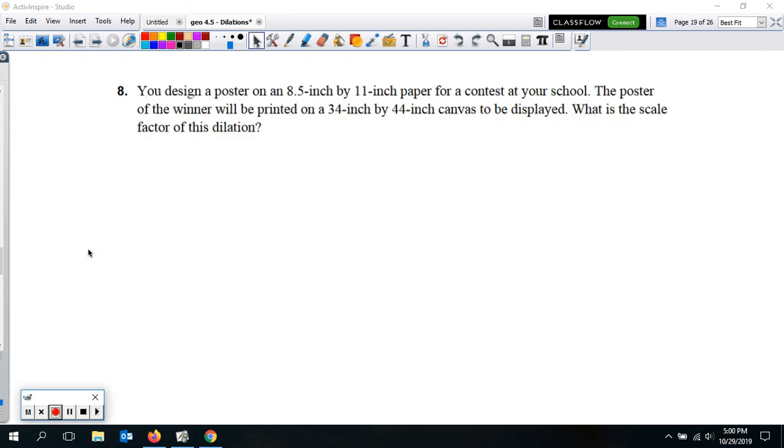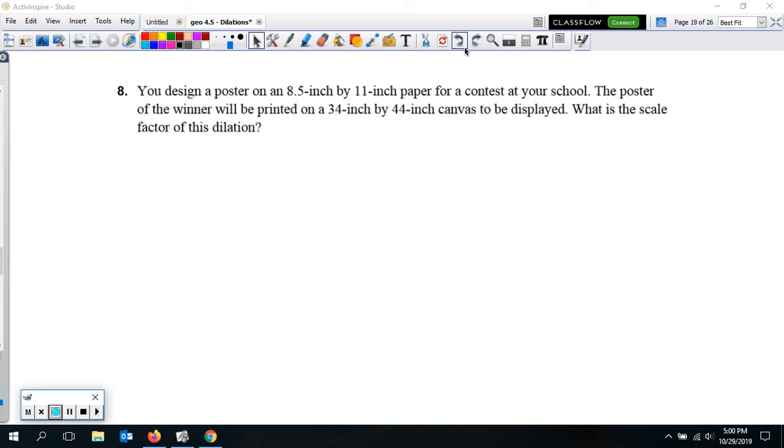All right, so number 8 on page 116 says you design a poster on an 8.5 inch by 11 inch paper for a contest at your school. So that's just a normal size piece of paper. The poster of the winner will be printed on a 34 inch by 44 inch canvas to be displayed. What is the scale factor of this dilation? So we're making it larger, it's an enlargement.